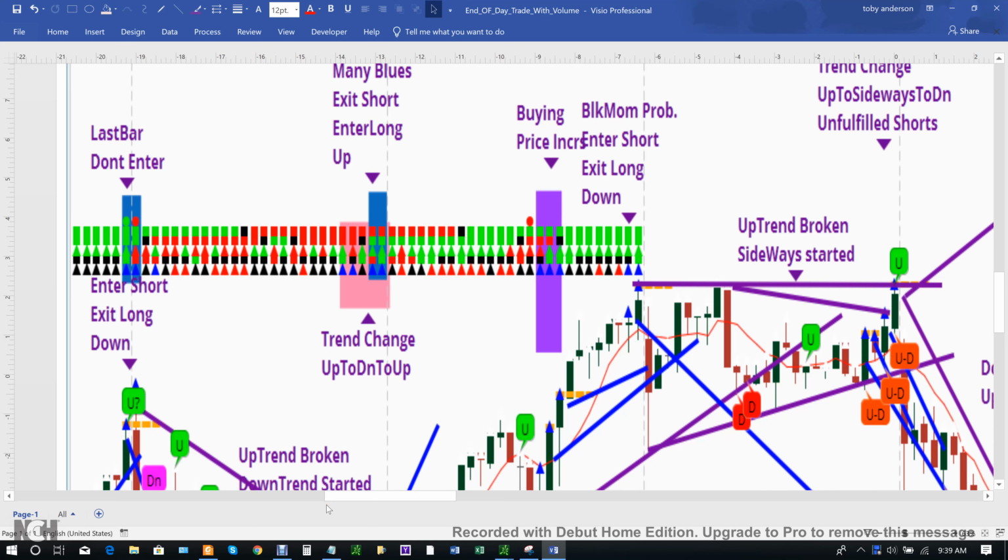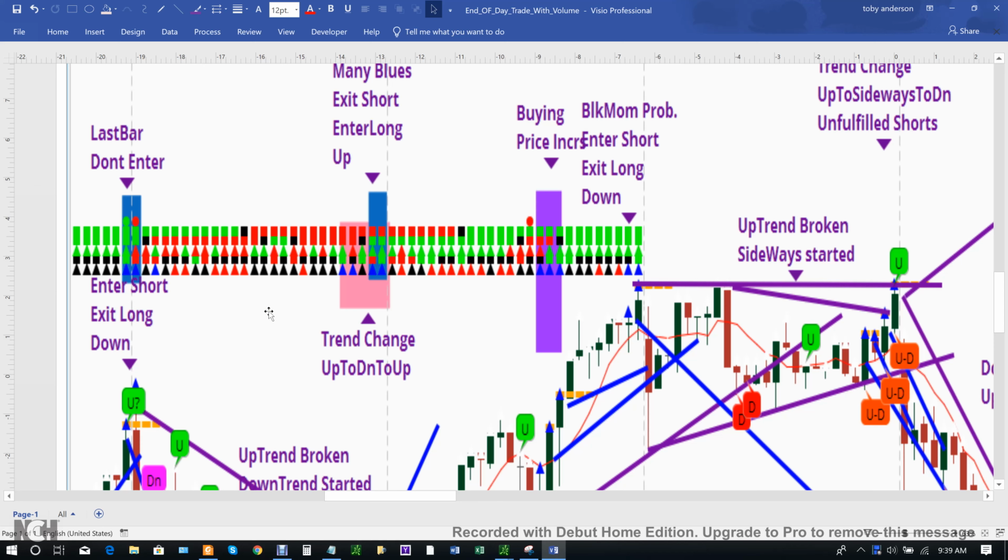Hi guys. I've updated my programs to do end of day trading and swing trading with the volumes. The blue triangles, see all these blue triangles here? They're in this indicator section up here. They're also above the candles down there. The blue candles mean that the candle has volumes.